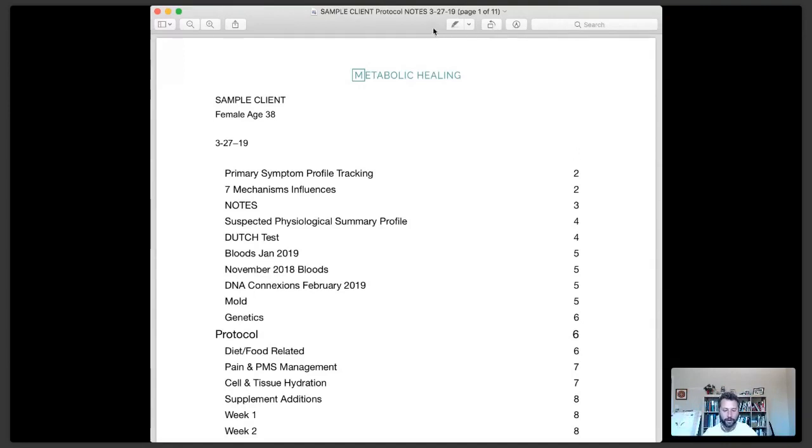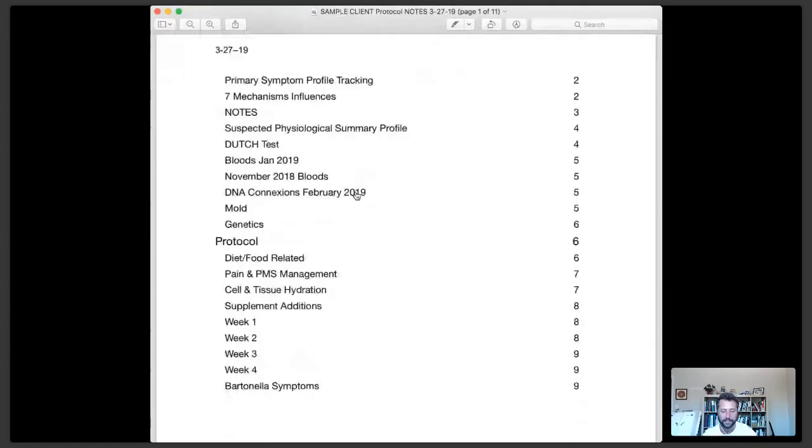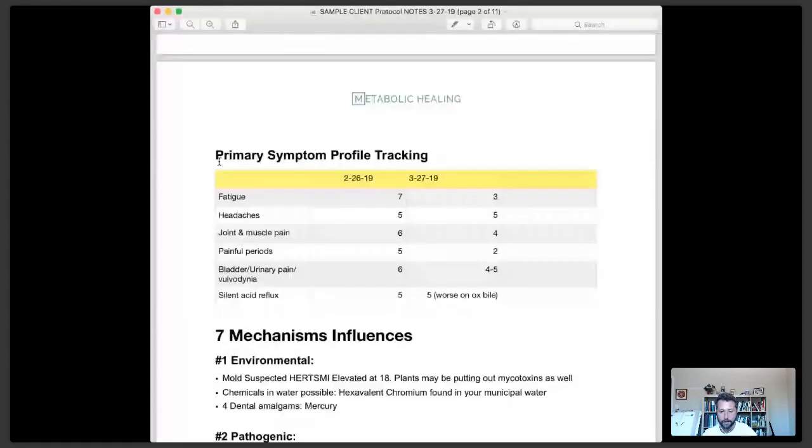So this is how I work. In my clinical practice, this is what I'm doing. I'm creating these documents, and this is quite extensive. This is what the client gets after each consult with me: a 9-page PDF with a table of contents that they can navigate with. So what I'm doing is I'm creating a symptom tracking profile. This is extremely valuable. It's very important.